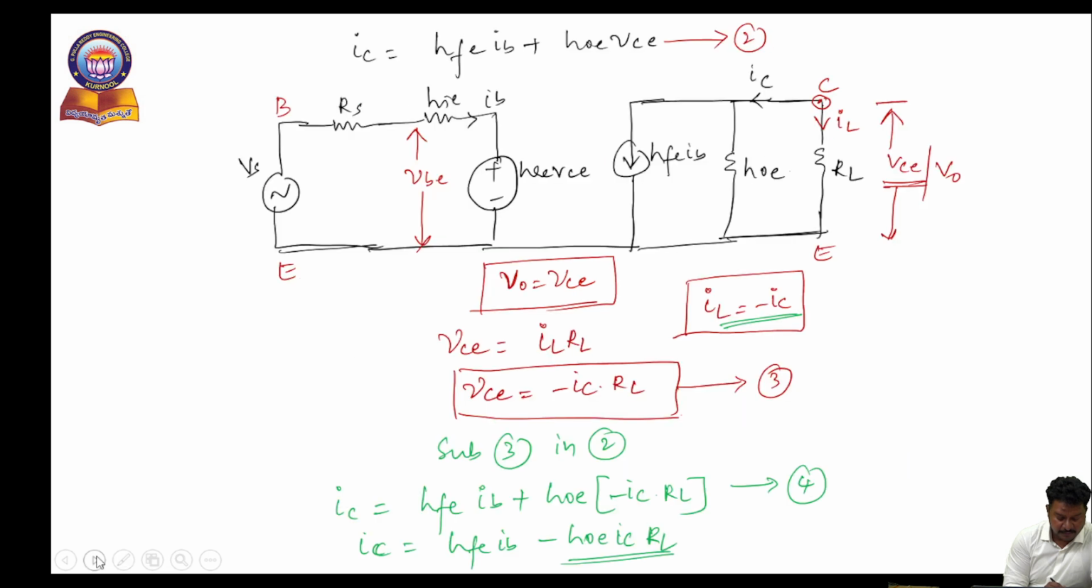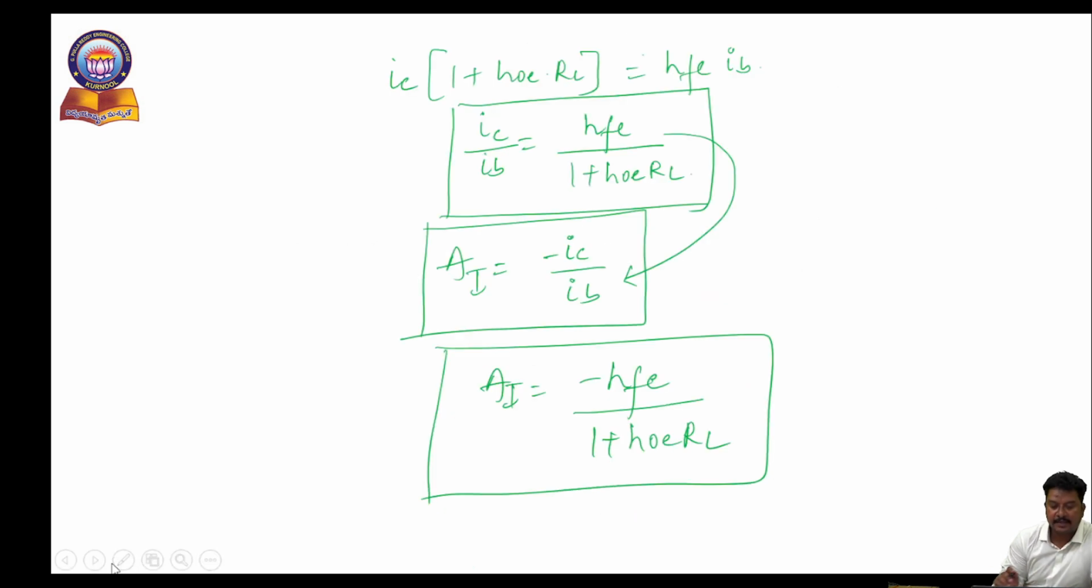From the AC equivalent model, IL and IC are in opposite directions. That's why IL is equal to minus IC. So if we frame the same thing in the definition, we get AI is equal to minus IC by IB. That is one way. Another thing is that input current and output current are out of phase, which is why we also get the output current as minus IC.